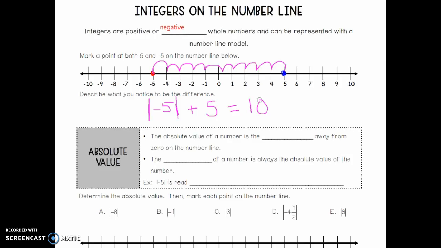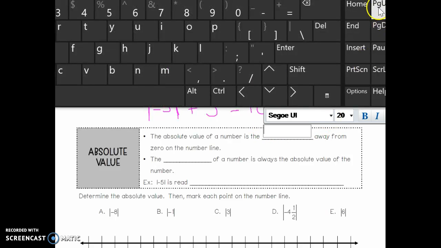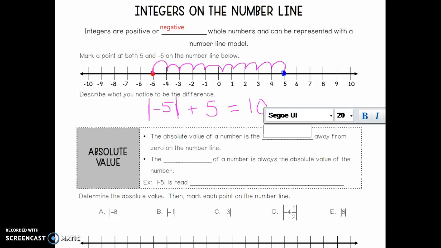Okay, let's review absolute value. The absolute value of a number is the distance away from 0 on that number line. And I'm going to type it in so you can see better because you know this thing doesn't write very well. While I'm doing this, please start typing in distance. And I will too. Distance away from 0 on the number line. The blank of a number is always the absolute value of the number.